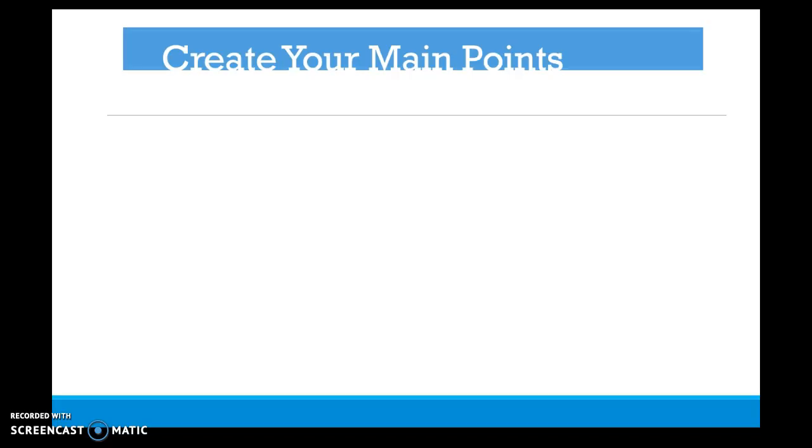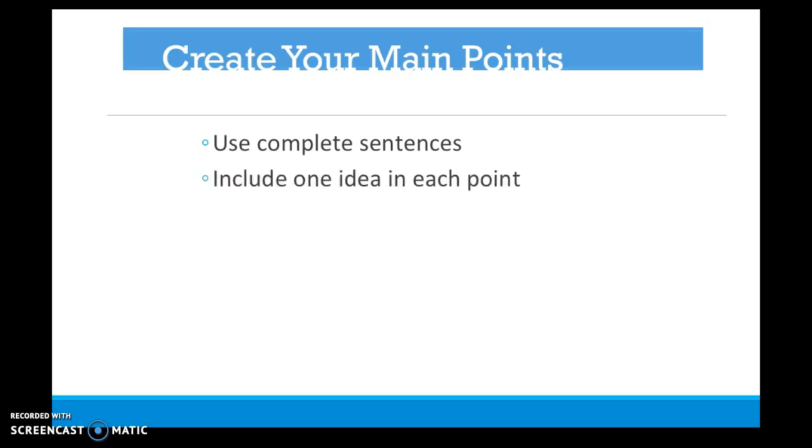Then you want to create your main points. And remember, for your outline when you're grading, use complete sentences. This helps you think in complete thoughts when you give the speech. Use only one idea in each main point. Avoid words such as and or but. Simply state a fact or argument, and do not ask your audience to take action.